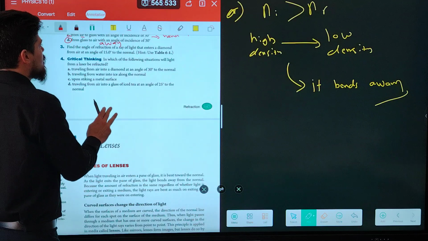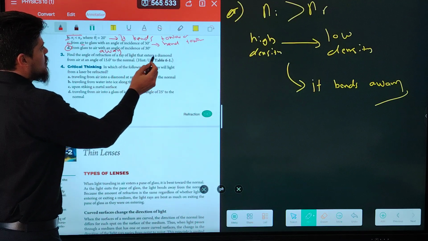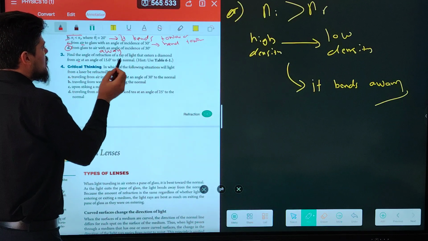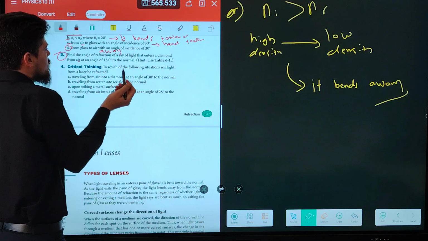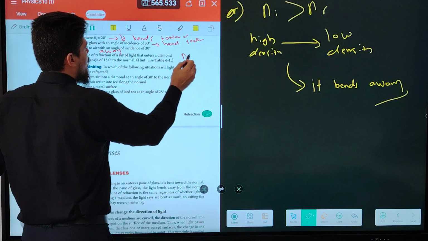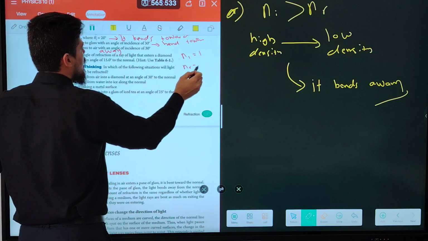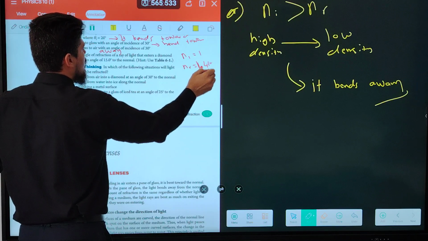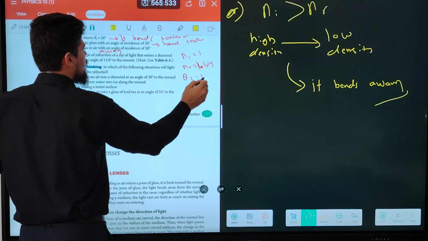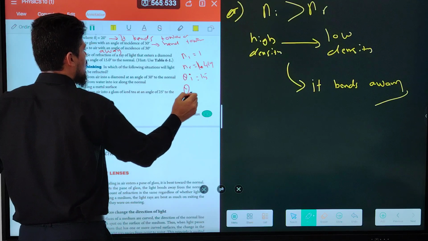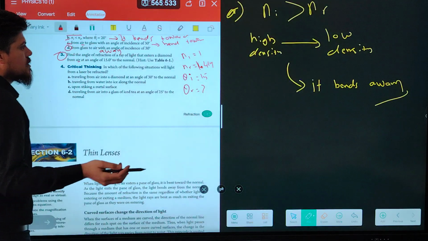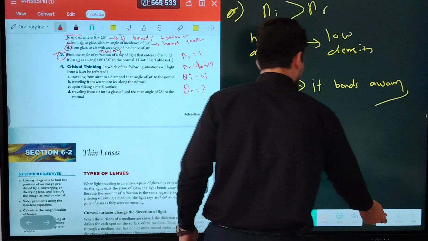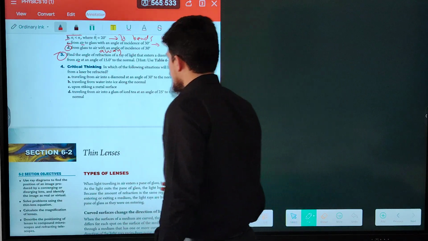Find the angle of refraction if light enters a diamond from air. Question 3 also is very easy. Ni is equal to 1, Nr is equal to 1.419, theta I is 15, theta R is unknown. Theta R is equal to, you have to do the same thing as we did in the previous question.